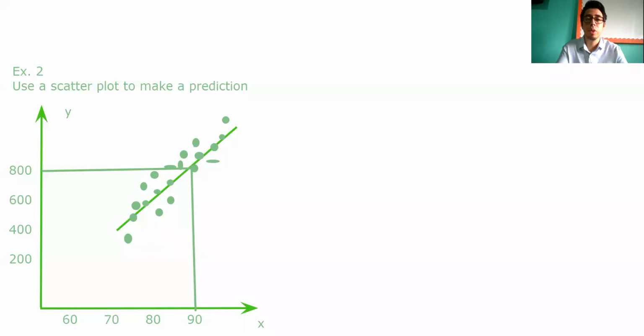Now for number 3, in example 3, we have to interpret the slope and Y-intercept. You know that we already interpreted these things in other examples from the class, but it's okay to do it, okay? Interpret the slope and Y-intercept.